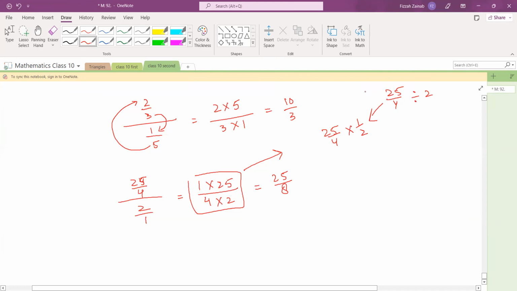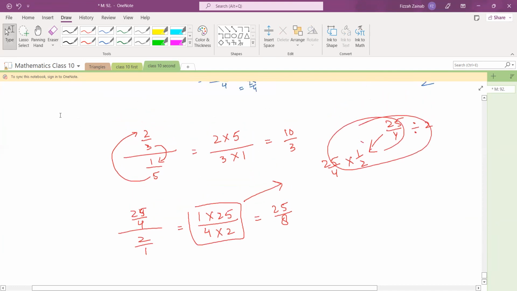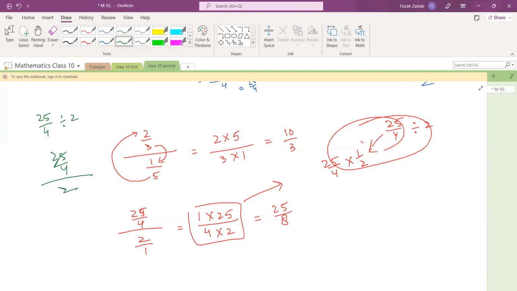Okay, if you have a confusion here, don't do it this way. Do it this way, simple. When you have 25 divided by 4 and divided by 2, Adil, right? Simply do it this way, 25 by 4 and divided by 2. So I think you can do it. I think the issue is not yet solved.